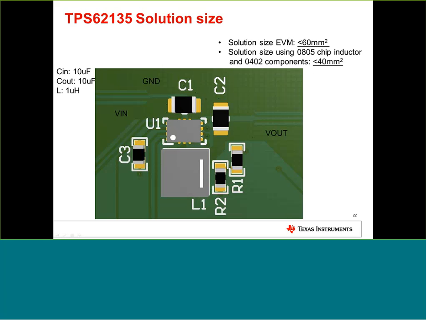The solution size on the EVM is below 60 square millimeters. And if you use a small chip inductor, for example 0805 size, and small components like the resistors and the soft start capacitor in 0402 size, then you can go down below 40 square millimeters, which is really, really small. And this, of course, helps you to save space and place the IC fairly close to the FPGA rail.